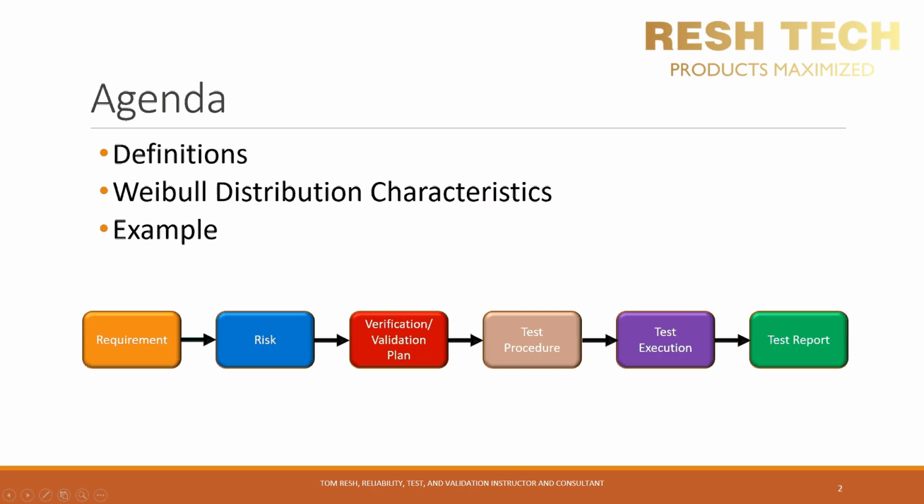In this video, we will discuss definitions, Weibull distribution characteristics, and go over an example of a Weibull plot. Below is a high-level summary that captures the process from requirements to reporting and test results. We will cover part of the test and reporting step at the end of the process when we have data and test results and we are ready to make reliability predictions for test to failure or a life test that we included in our product test plan.